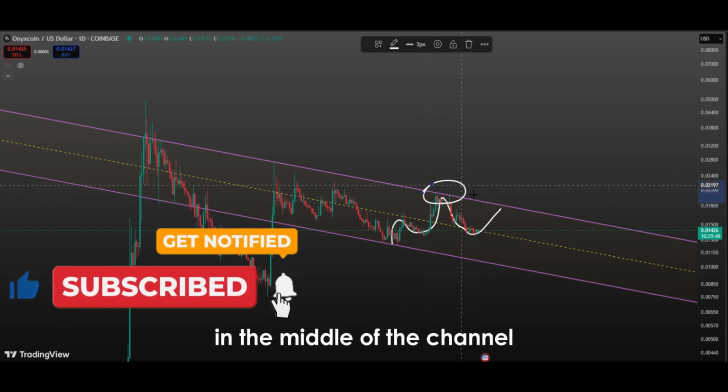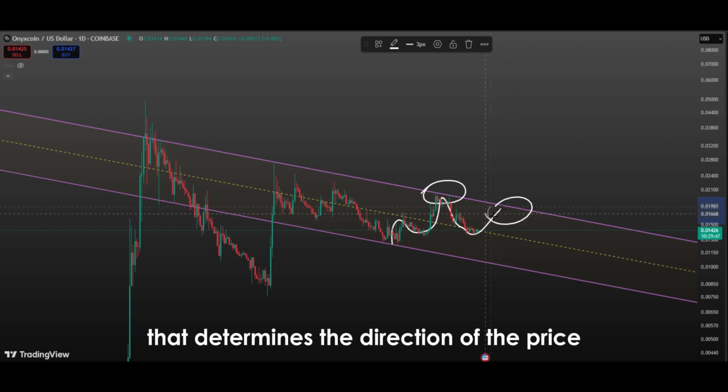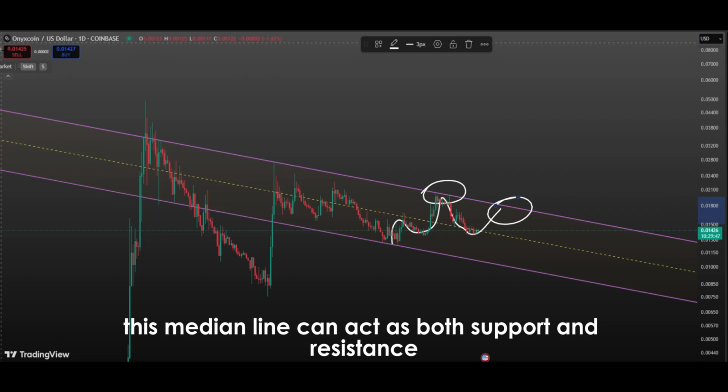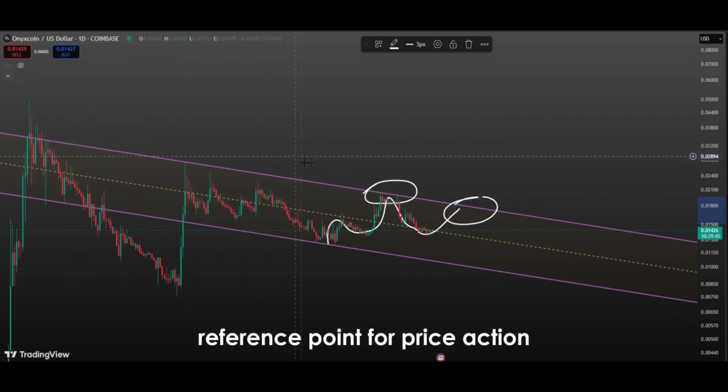In the middle of the channel, there is often a median line or average line that determines the direction of the price and where most of the movement takes place. This median line can act as both support and resistance, serving as an important reference point for price action.